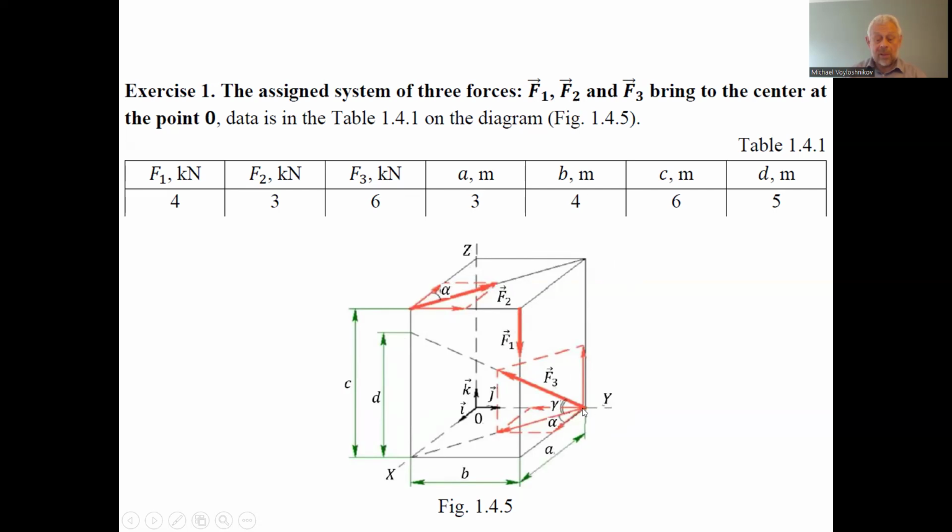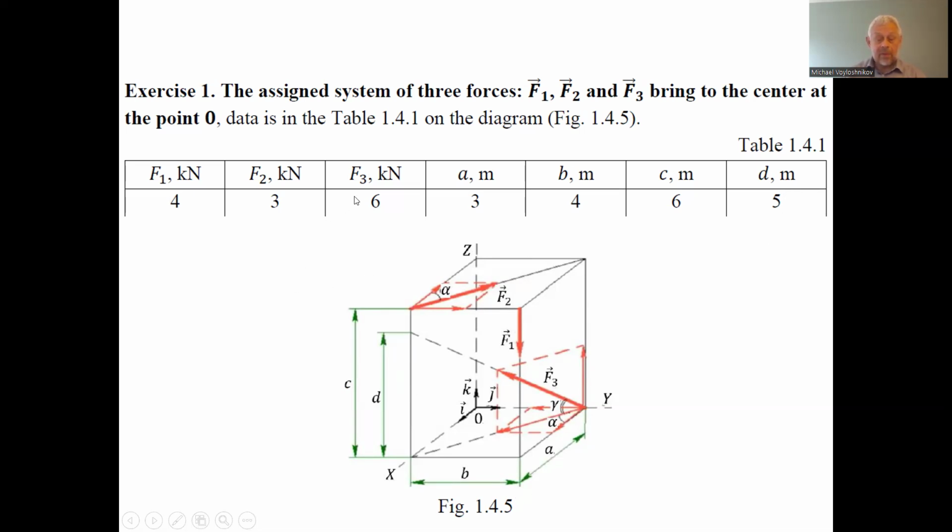This direction is from point 1 of the vertices of the projection parallelepiped, directed to the point on the other edge of this parallelepiped at the height of d. We have here specified as 5 meters.